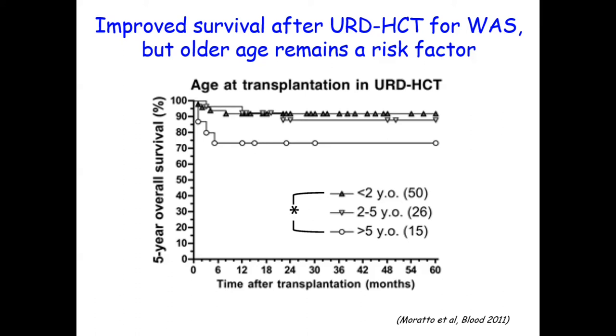And again, the reason for this is that we have better ways of identifying matched unrelated donors than we had 10 years before. There are more donors available. There are better ways to prevent complications of this type of transplant. So clearly, there is now a significant improvement in the results of transplantation, even when you don't have a matched sibling donor, a matched related donor available.